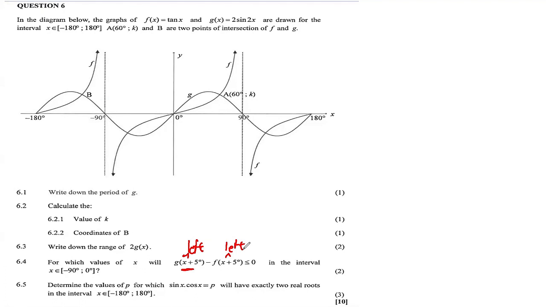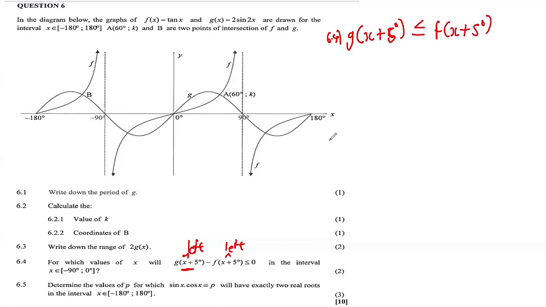Now, this is how we answer these questions. The first thing that you want to do is write this in a way that we can interpret, in a way that we can understand. So this is 6.4. We are going to say g of x plus 5 degrees, and then we can just choose to transpose this, right? So we're going to say less than or equal to f of x plus 5 degrees.